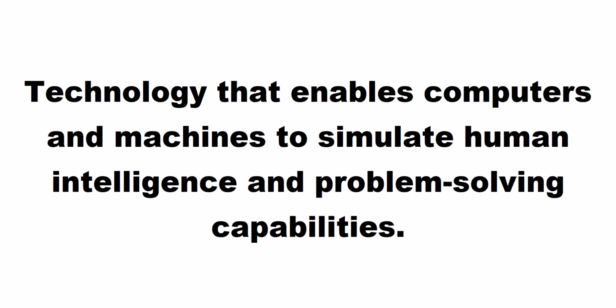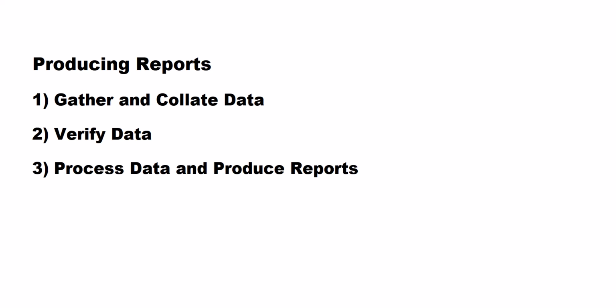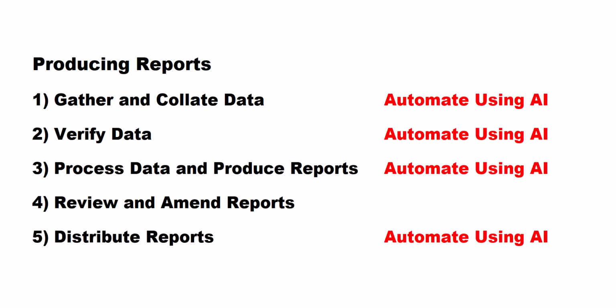The version of AI I use is ChatGPT. This video will describe the main aspects of it. I'm going to explain how it works by running through the report producing process. These are the main stages: gather and collate data, verify data, process data and produce reports, review and amend reports, distribute reports. 4 of these 5 processes can be fully automated using AI. The 5th needs manual intervention.